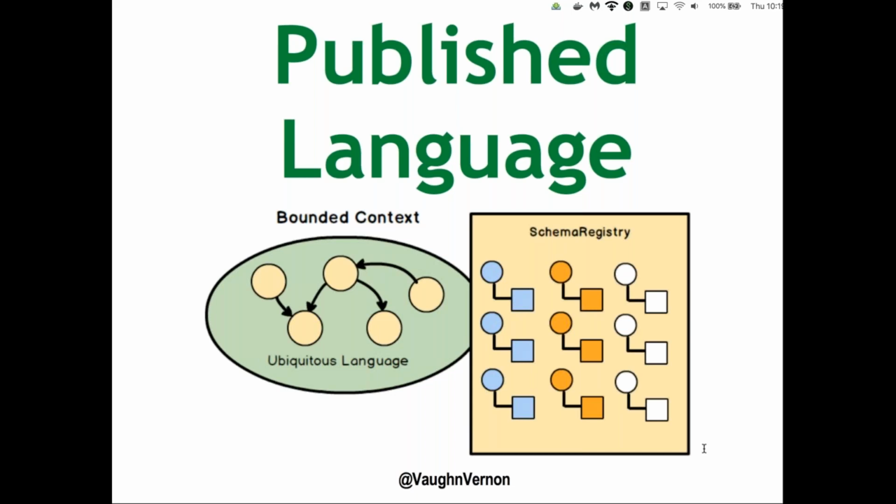So what we're going to do then is introduce the concept of a schema registry. The schema registry can hold commands. Those are the blue types that are shown in the schema registry. It can hold and maintain events, which are orange. It can hold and maintain documents, which are white. And these might be documents such as are used for query results.